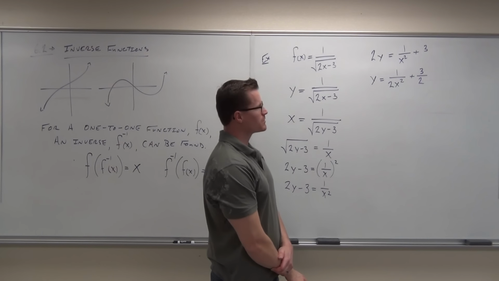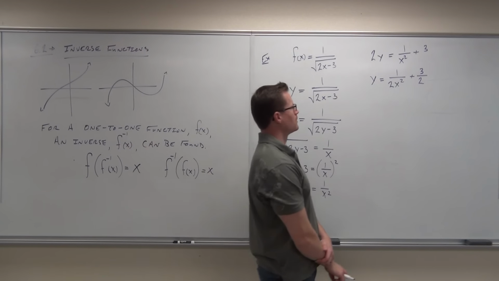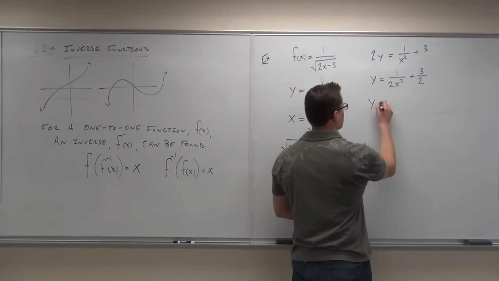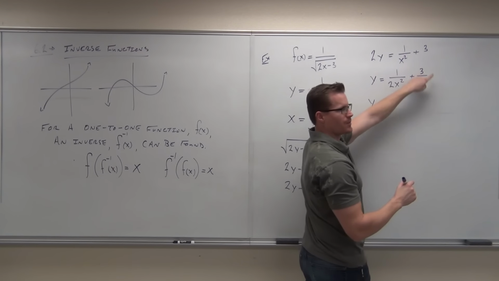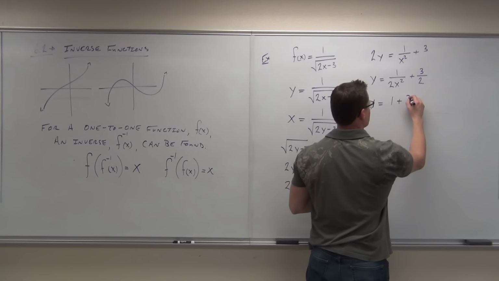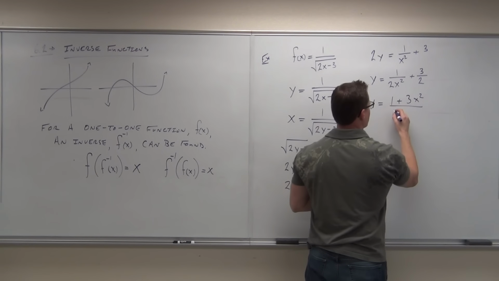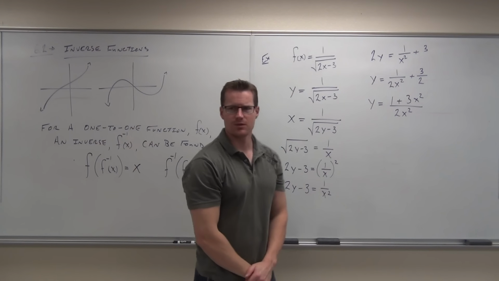Just for funsies, let's make this one fraction. So if we made it one fraction, 1 over x squared plus 3. 1 over, we'd have to find a common denominator that would give us 3x squared over 2x squared. So we'd have 1 plus 3x squared over 2x squared. You guys okay with that one?